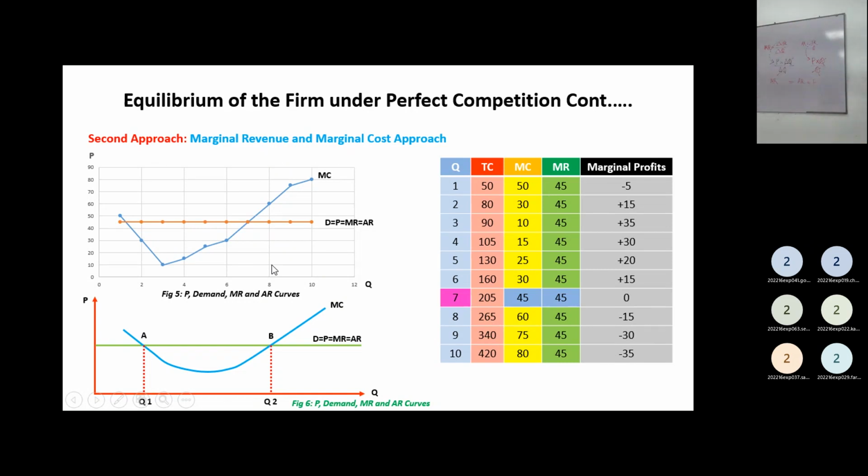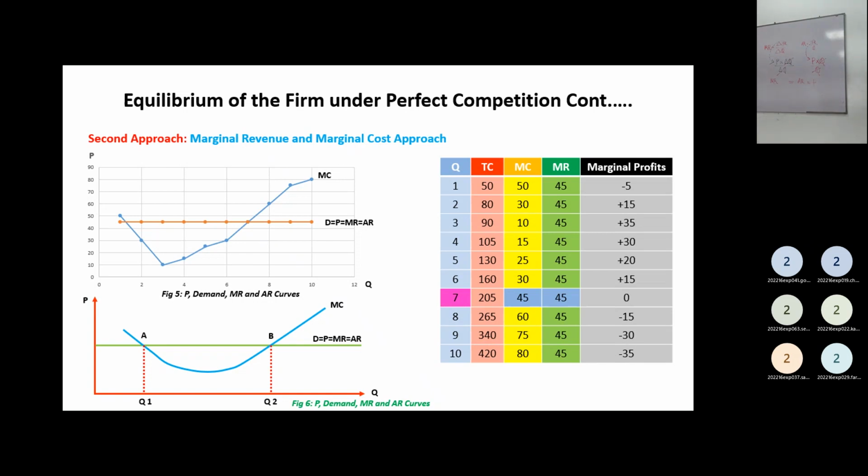Okay. So these are the two approaches. The first one is the total revenue and total cost approach. In there, you look at what is the maximum profit that the company could earn, and once you determine that, you produce that level of output. Clear? The second one is the marginal revenue and marginal cost approach. In here, you pick the output level where marginal cost equals marginal revenue. Is that clear?